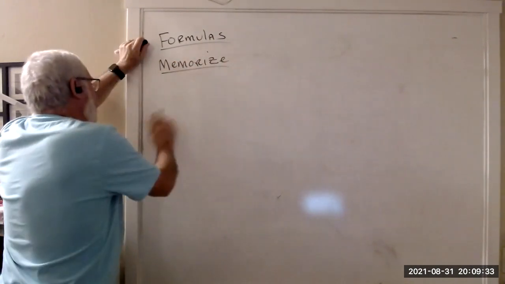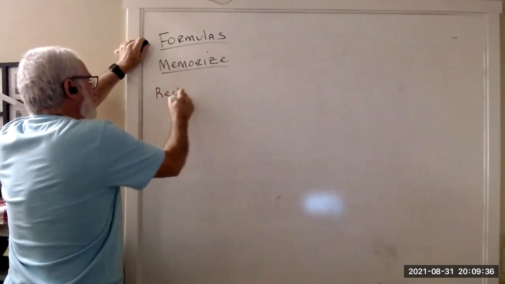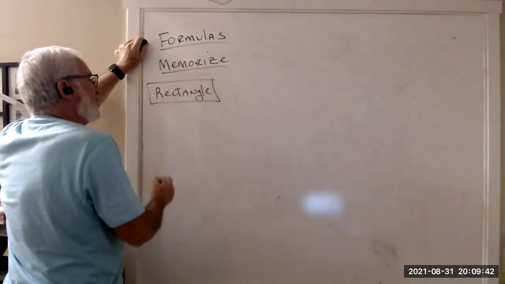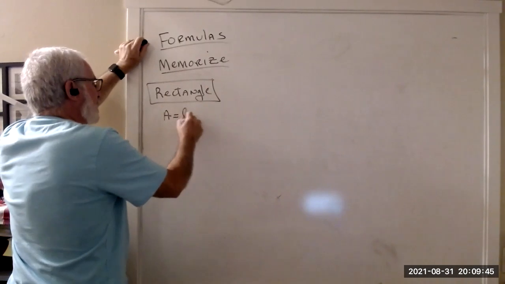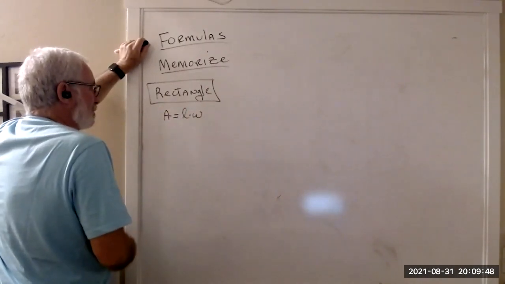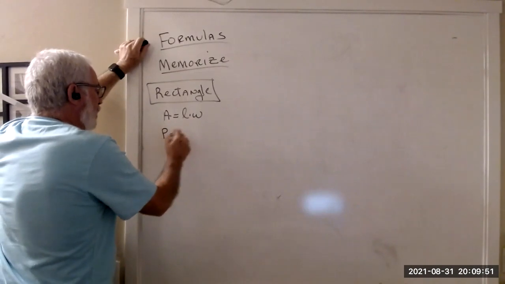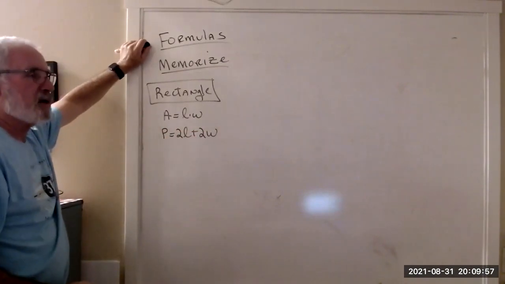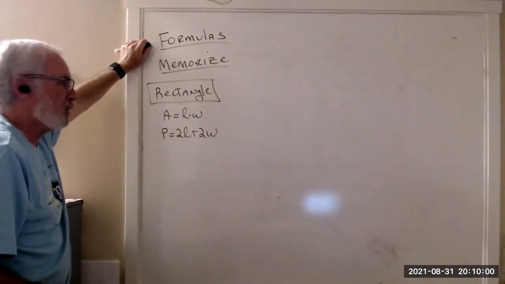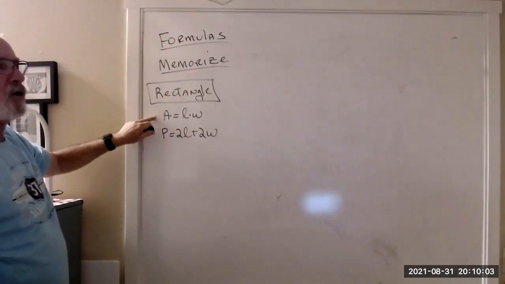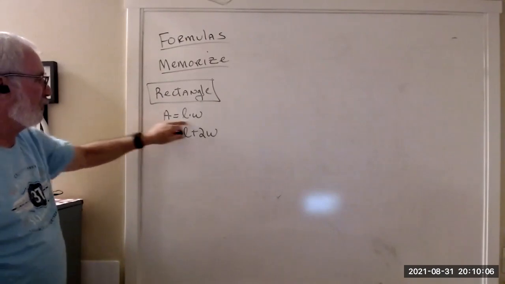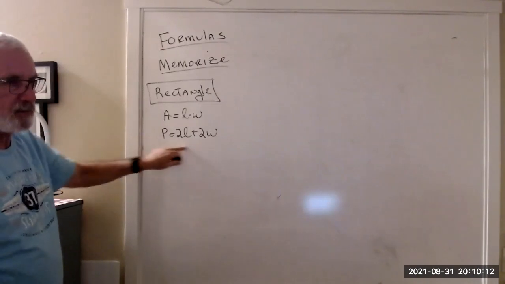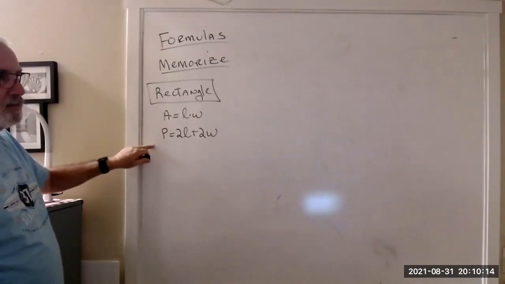Okay? So for a rectangle, you should know these two formulas. The area is length times width, and the perimeter is 2 times the length plus 2 times the width. Now, if you need me to remind you what A, L, and W are, that's fine. I'll do that. But you should know by heart, when it says find the area of a rectangle, this formula should pop into your head. Or the perimeter of a rectangle, this formula should pop into your head. Those should be automatic. Okay?